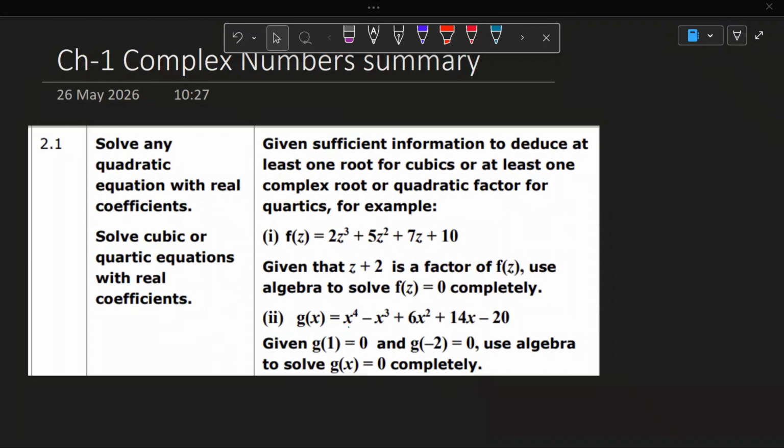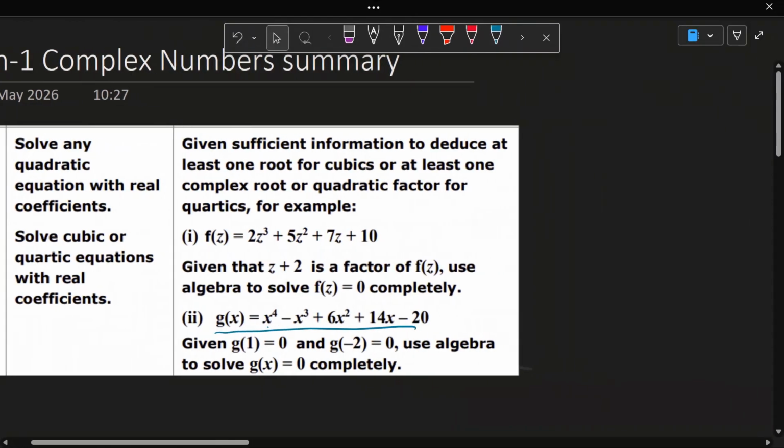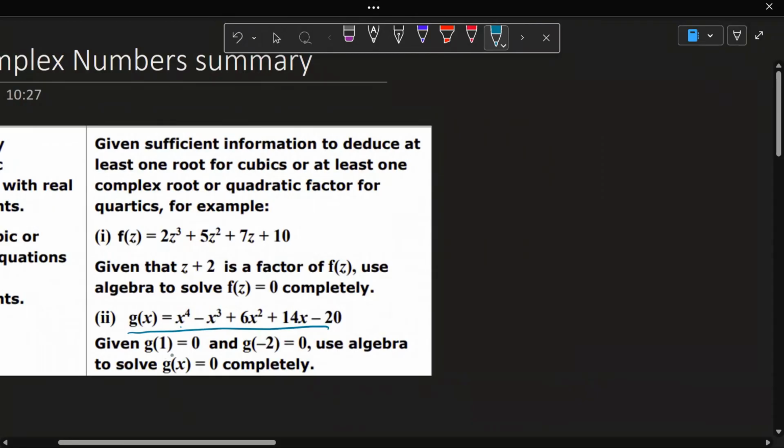This is a revision video for your Edexcel Core Pure 1 Further Maths Chapter 1, which is complex numbers. You've got here the first part of the spec, which is easy enough. It's taken straight from your normal maths. This is your factor theorem. So you start off here, g of 1 is equal to 0, g of minus 2 is equal to 0.